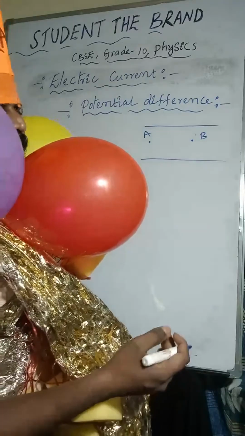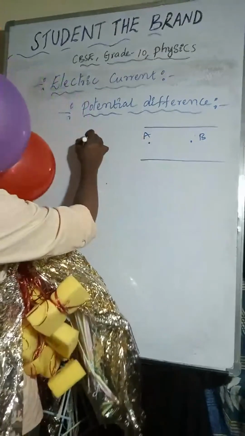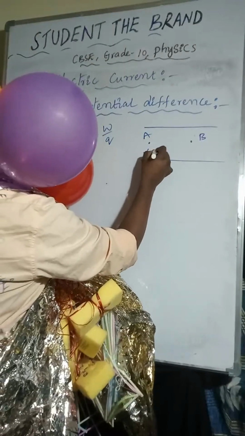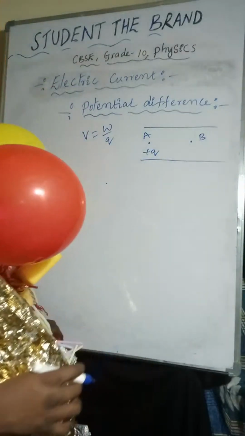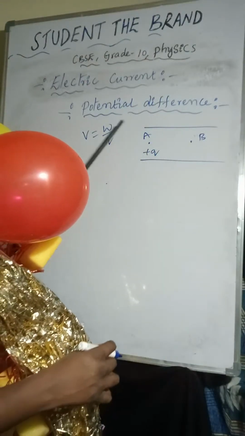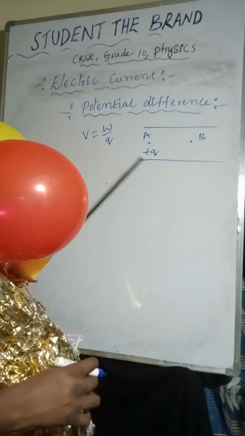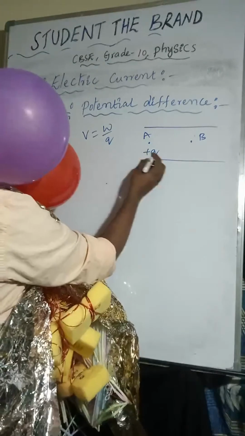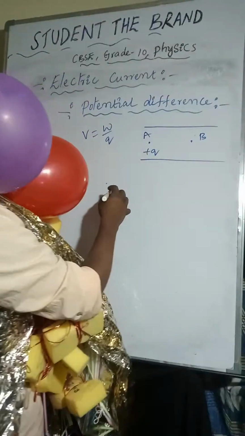Okay, so you can observe here, we are doing some work to bring unit positive charge from point A to point B. So that is nothing but potential difference. V equal to W by Q.